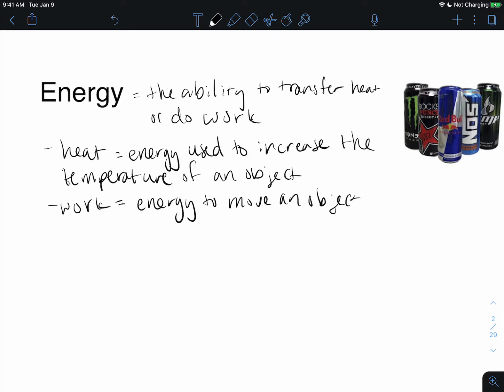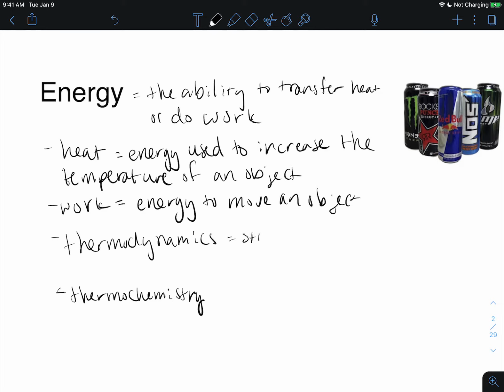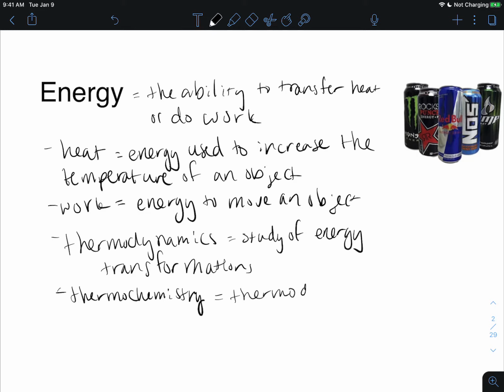Okay. In this unit, we're going to be looking at what's called thermodynamics. And specifically, we're going to be looking at thermochemistry. So thermodynamics is the study of energy transformations. Thermochemistry is that energy of transformations, but in terms of a chemical reaction.